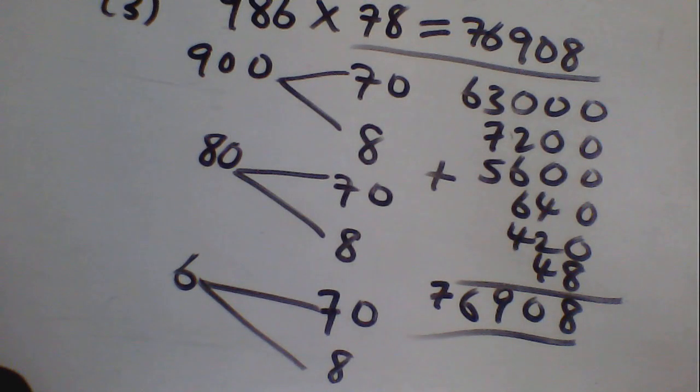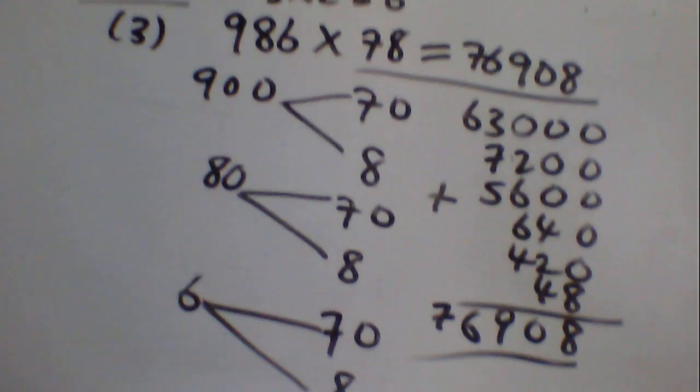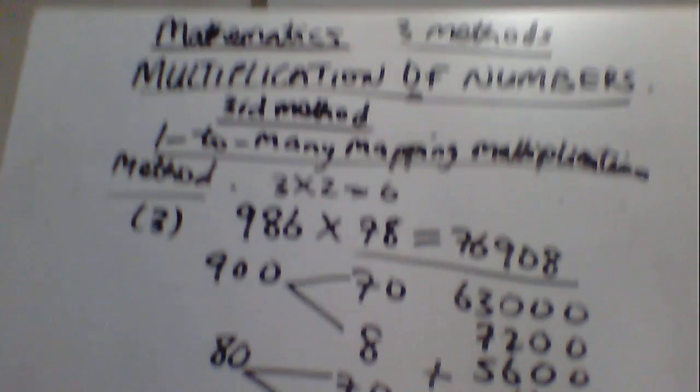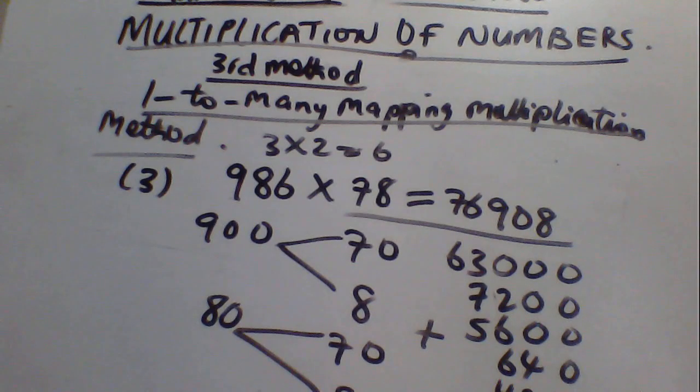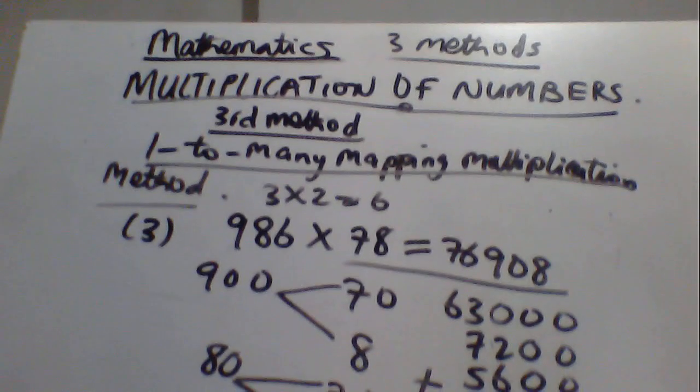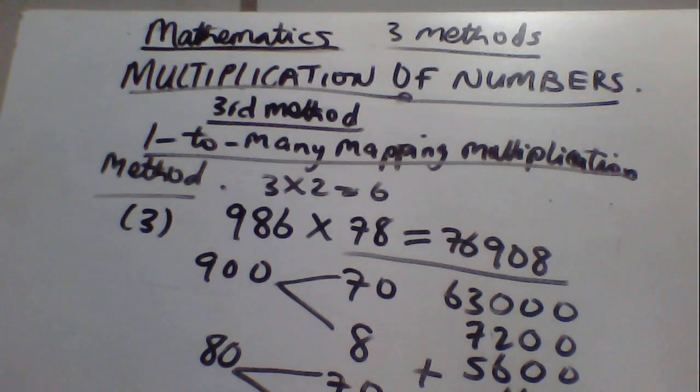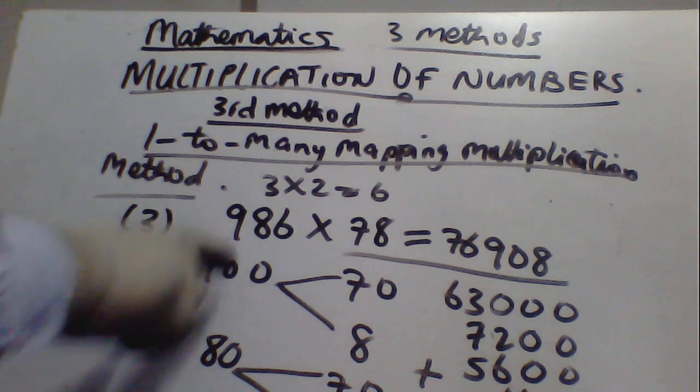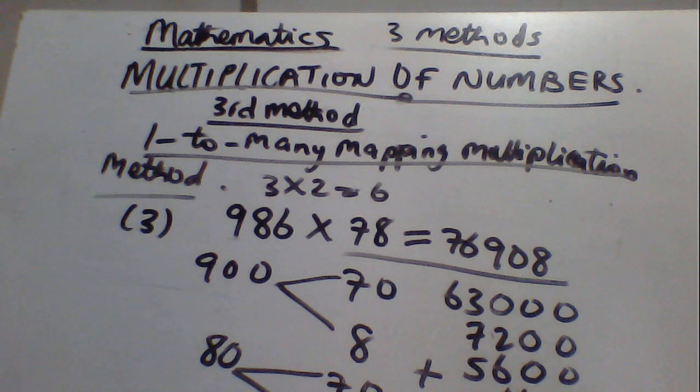So you see this method, we now know which method is best for you. So this is how you can solve it. Using the one-to-many mapping multiplication method, it is easy to separate our given numbers into each component group and then map it to each of the members of the multiplier, and then add up our results.